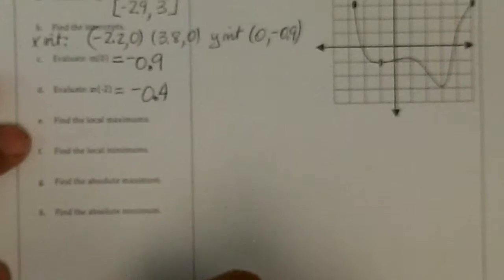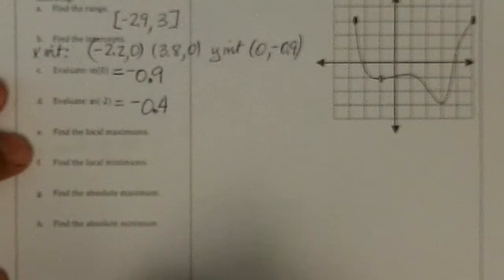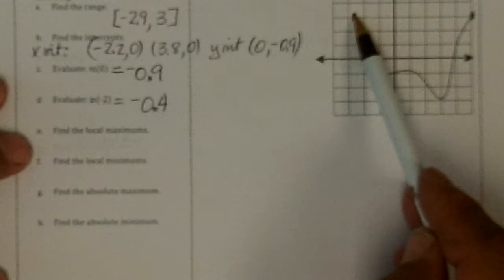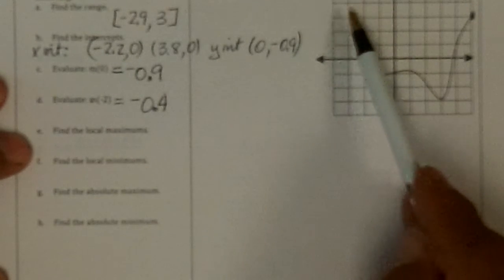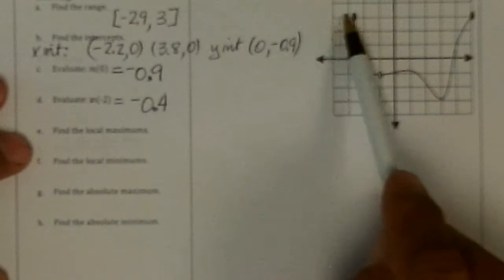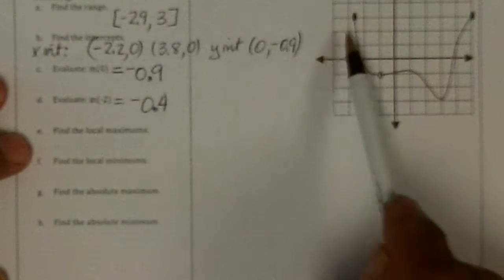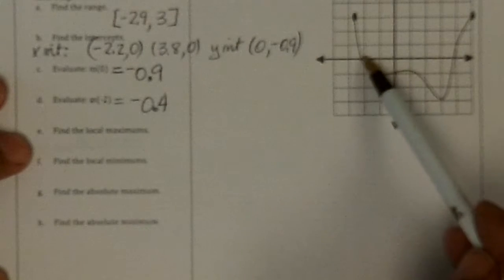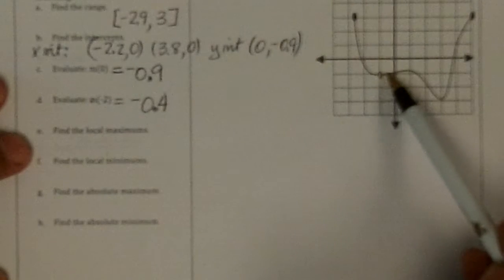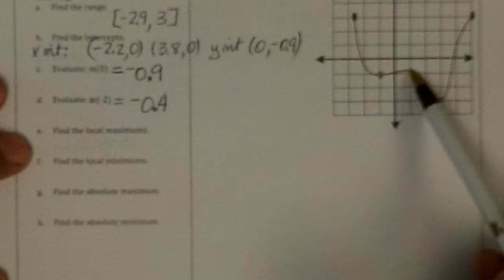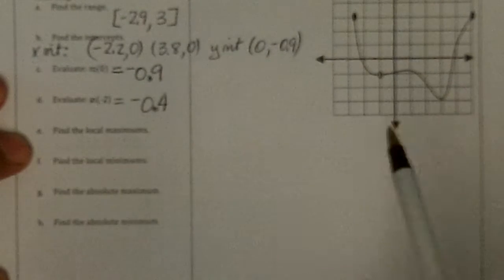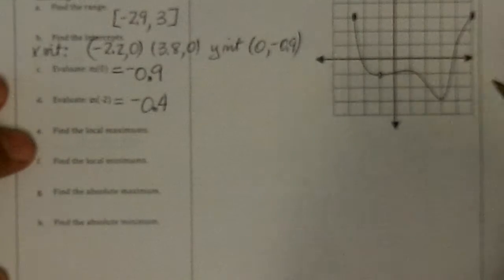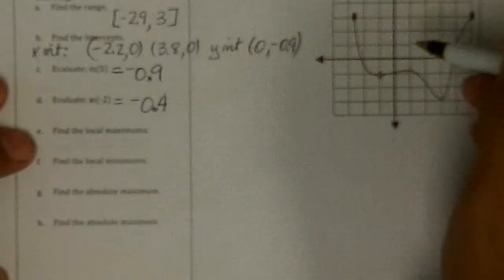Find the local maximums. Well, this is a maximum, but we don't know what happens on this side, so we can't say it's the highest place in its neighborhood because it doesn't have neighbors over there. Same over here. But this is a low spot, so this is the minimum area, and this is a maximum area. So we have a local maximum somewhere around here, and I've accepted several different answers.